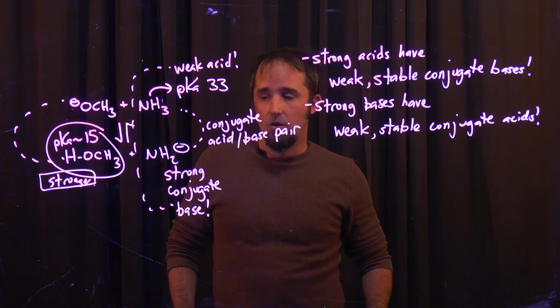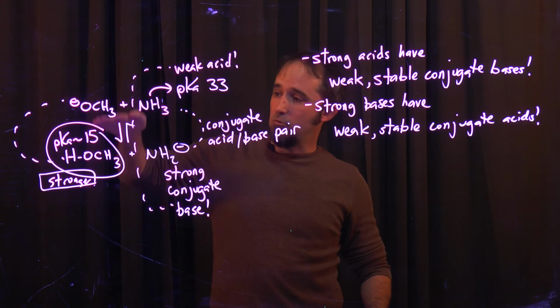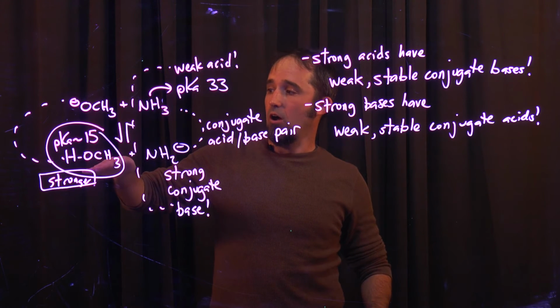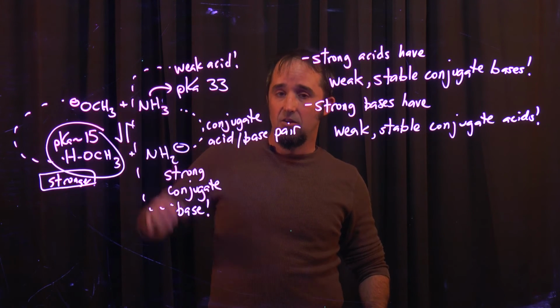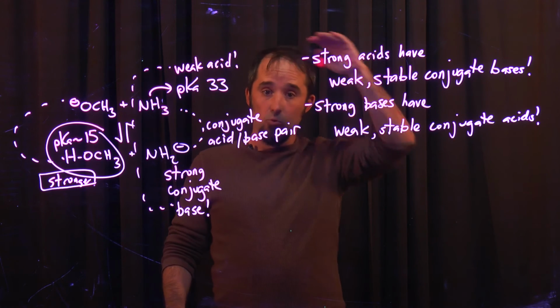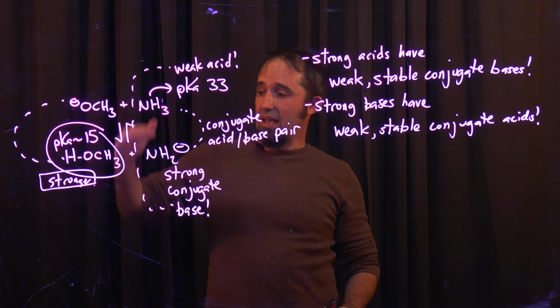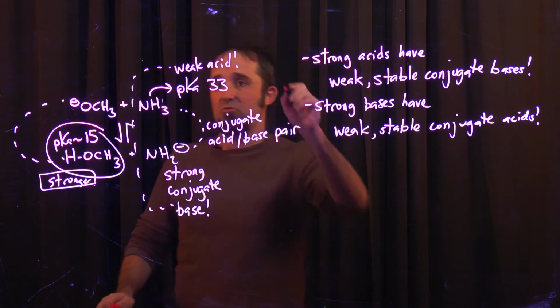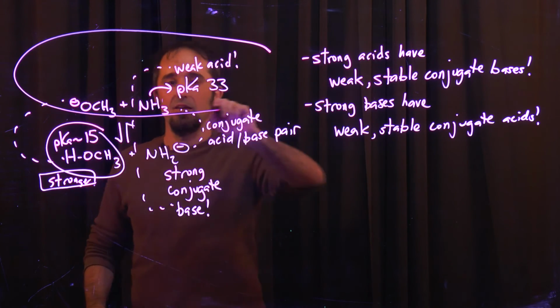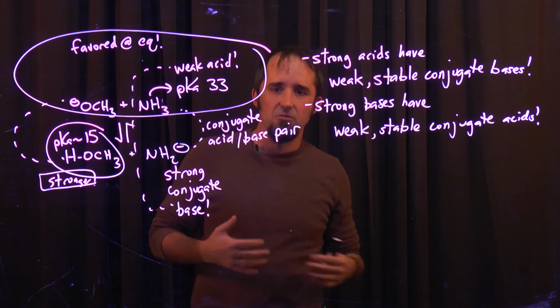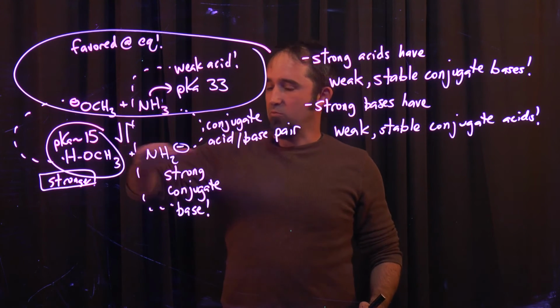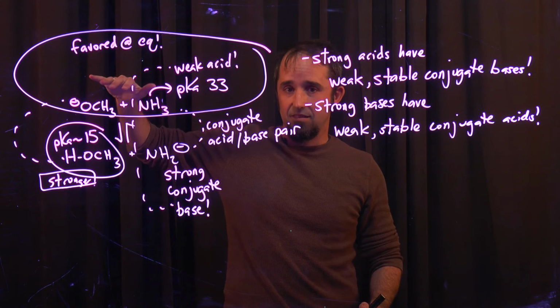And so, which side of this equilibrium will be favored? The strong acid or the weak acid? Well, again, nature wants to roll down the hill and get more stable. And so this equilibrium is going to favor this side. All right? Nature favors going from strong acid to weak acid.